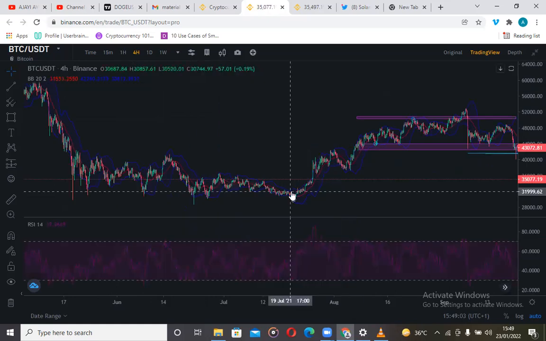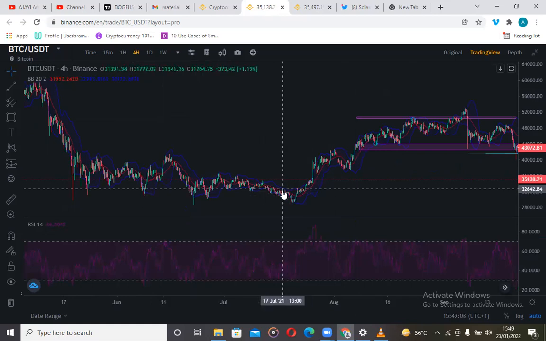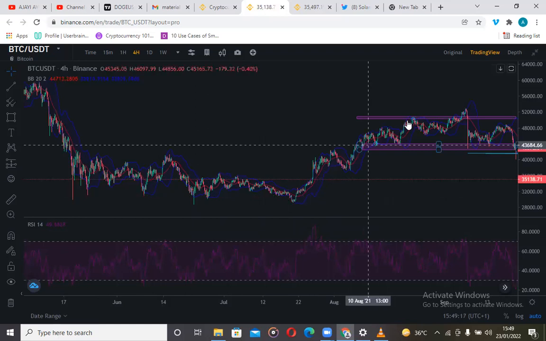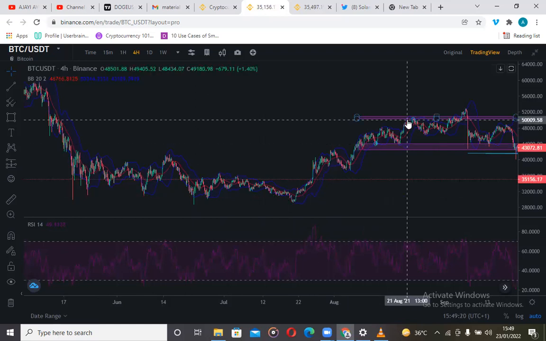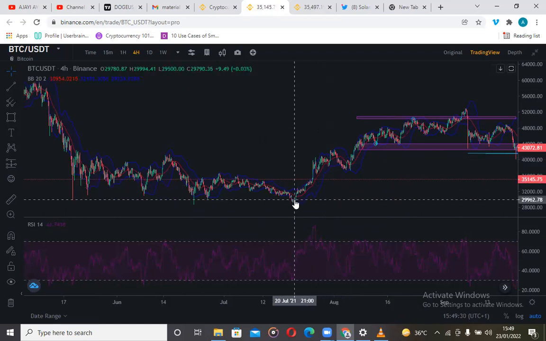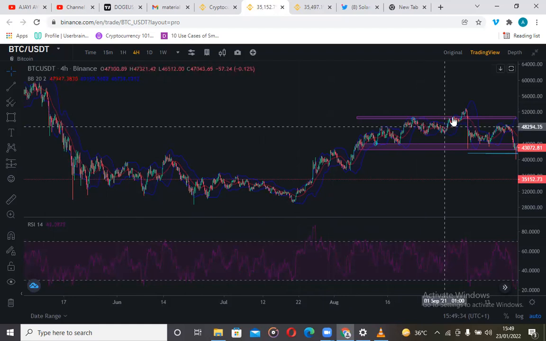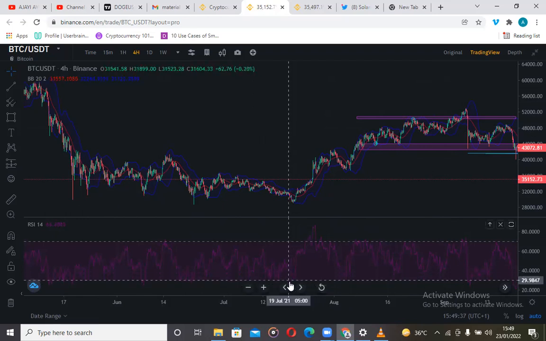Now don't forget, this is the point I chose. You can see it's tiny, so tiny that by the time it continues, it explodes. By the time it was tiny, it was $31,000. Right, it explodes, price explodes to what? $49,000. That's $18,000 profit. So if I bought one BTC at this point, I would have seen $18,000 profit, right?